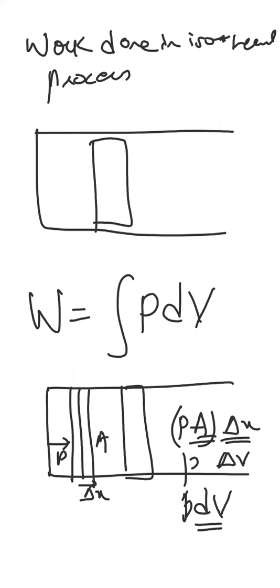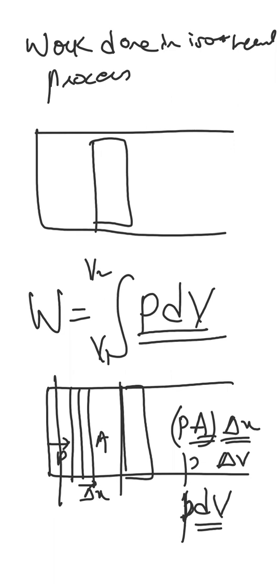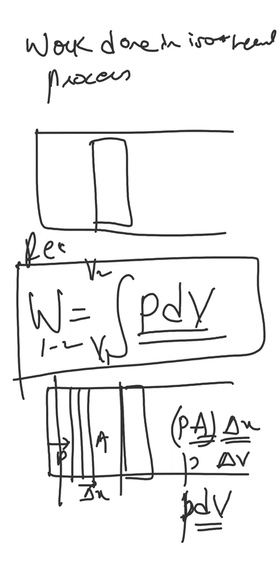For a small time the pressure remains constant. So P dV, and the summation of all those small P dV from one point to another point, from V1 to V2, is the integration of P dV. That is the total work done from 1 to 2. This is a standard equation for any reversible work. Integration of P dV.